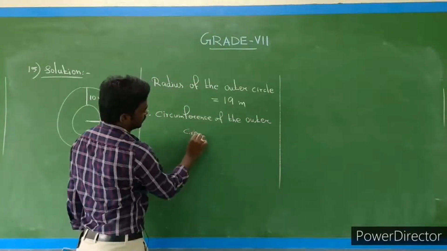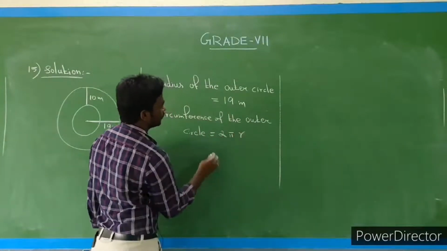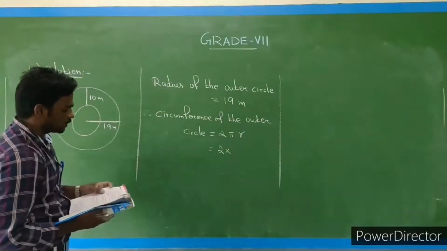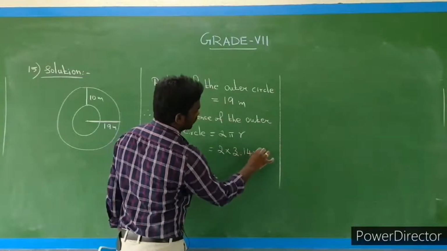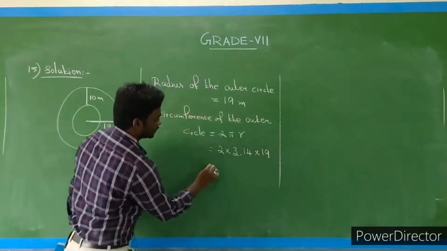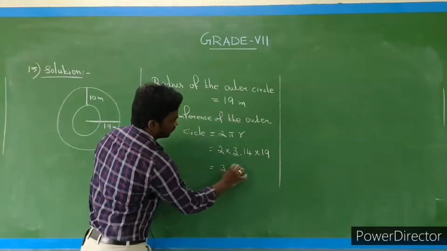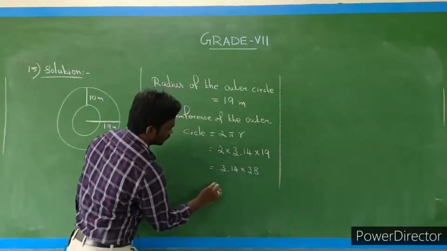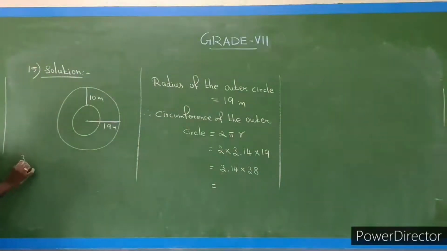The circumference of the outer circle is equal to, what is the formula? Yes, 2 pi r, which is equal to 2 into 3.14, the pi value is given as 3.14, into 19. 2 into 19 is 38. So what is the value of 3.14 into 38? We have 3.14 multiplied by 38.